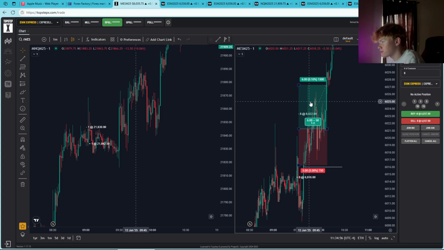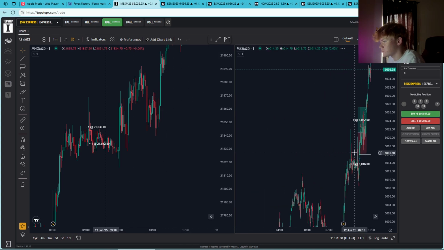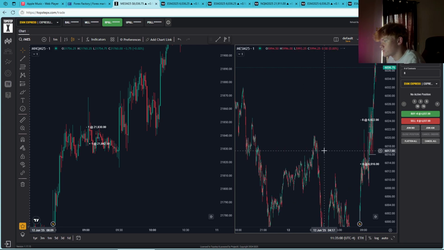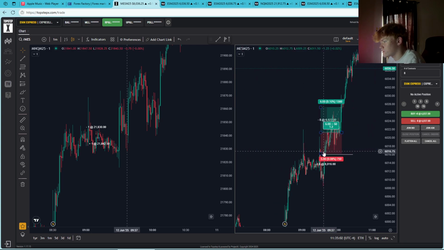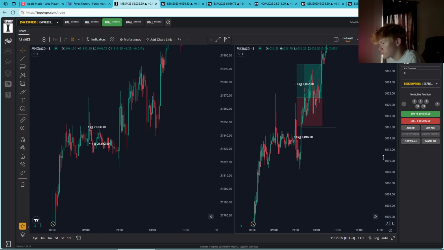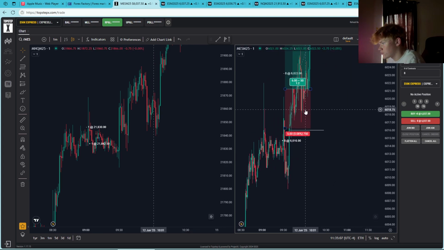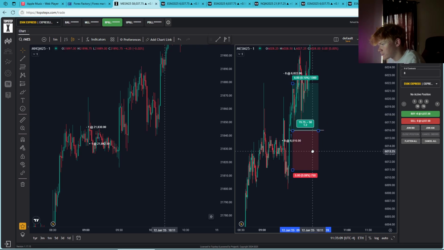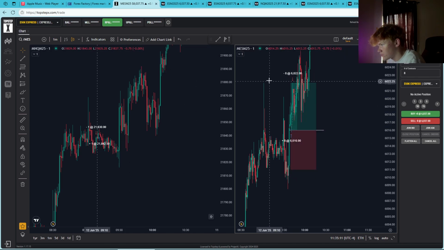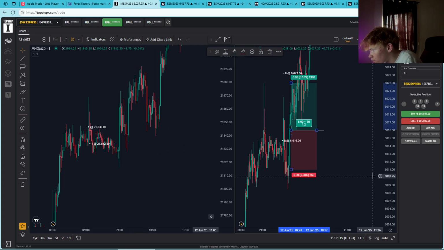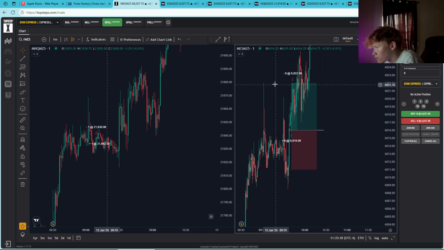Why does it look like that? Am I missing something? Why does it look like this? I think I moved it by accident. Okay, yeah, the internal high, I cut it for 1.2 R. There we go.